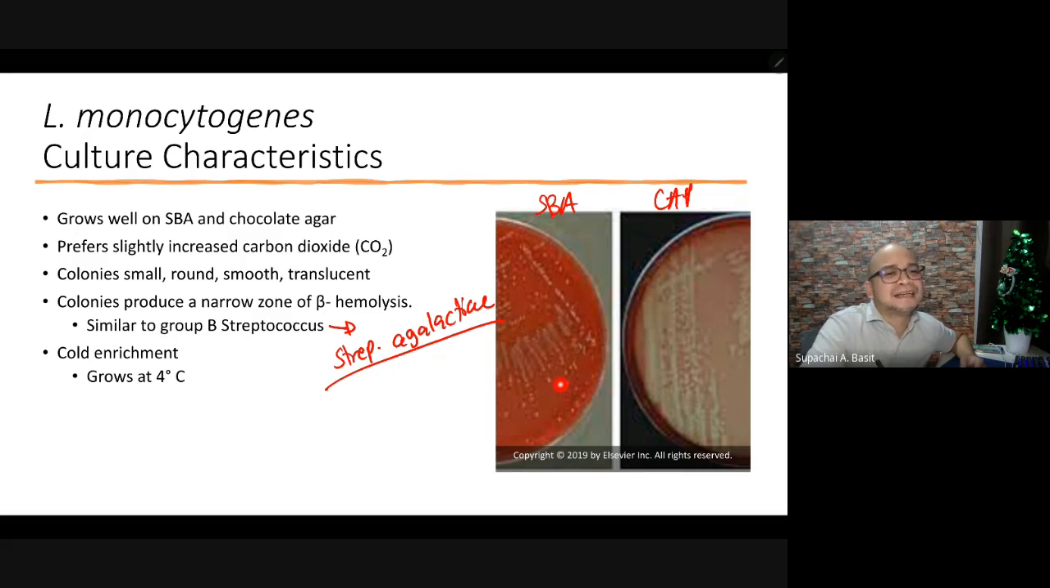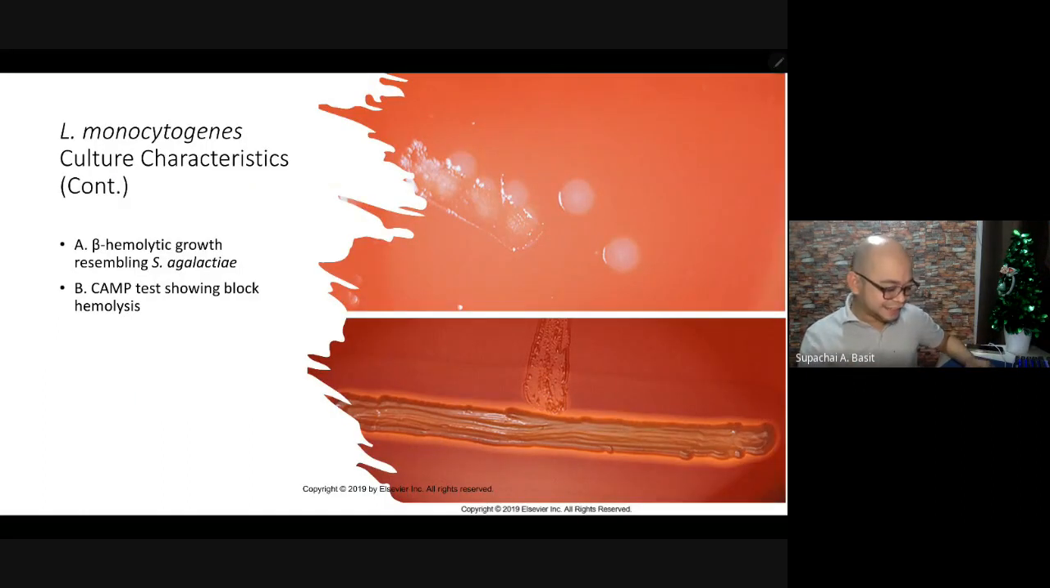Cold enrichment is also possible for them. When you say cold enrichment, you allow them to grow at 4 degrees centigrade before plating them in the primary culture medium. So that is the cultural characteristics of Listeria monocytogenes. Here again is the beta hemolysis, similar to Streptococcus agalactiae. Incidentally, Streptococcus agalactiae is also positive with the CAMP test.